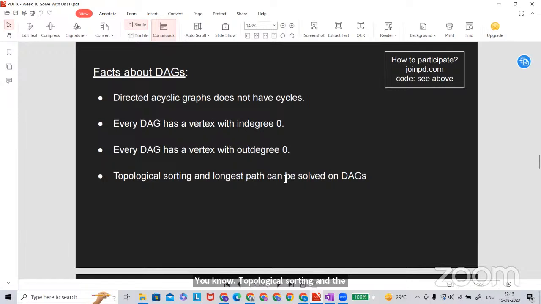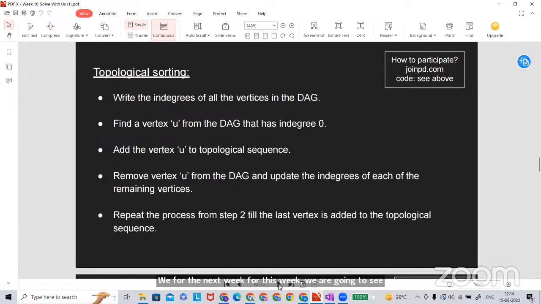If you have a DAG, there are two problems based on the DAG: topological sorting and the longest path. Longest path we'll see next week. For this week, we are going to see topological sorting. Topological sorting is based on an algorithm. So what is the algorithm?